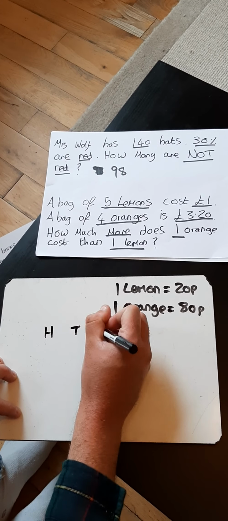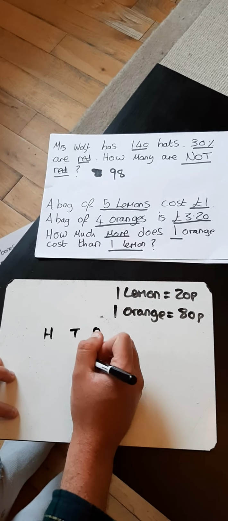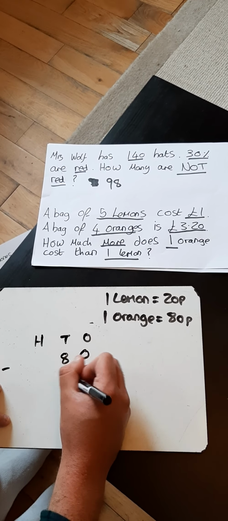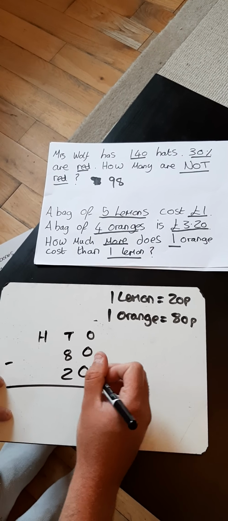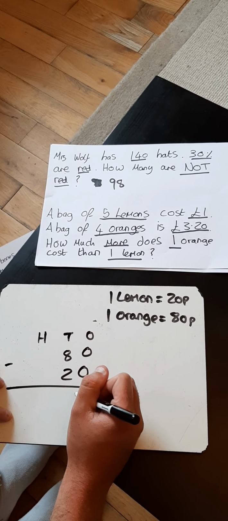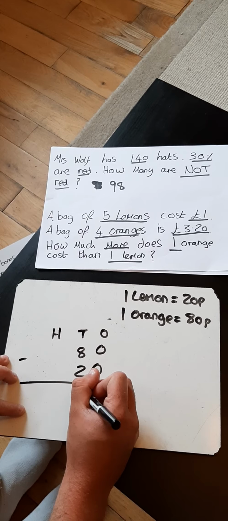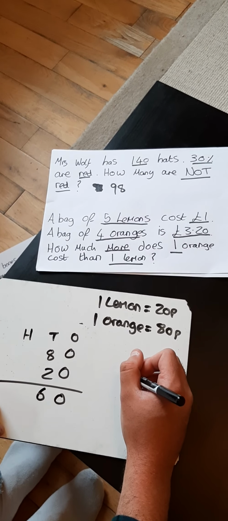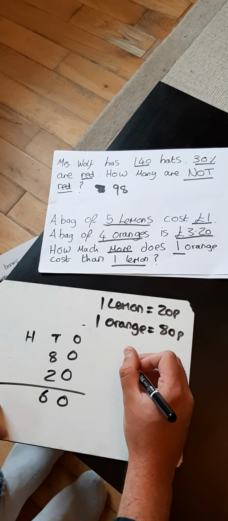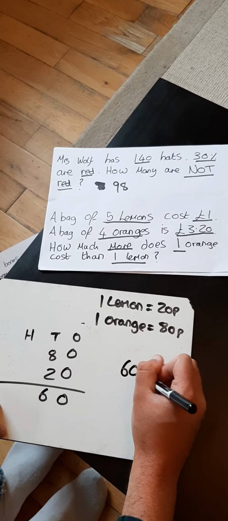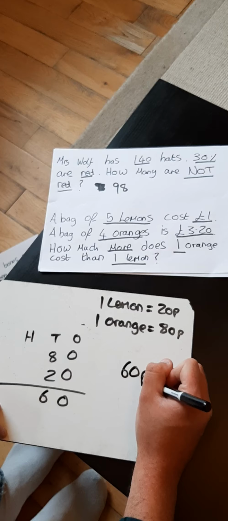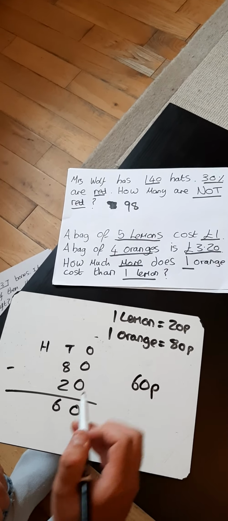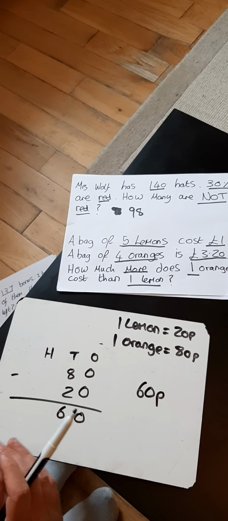So we get our 80, we subtract our 20, gives us 0. 8 subtract 2 is 6. We know we're talking pence, so we know that 1 orange is 60 pence more than 1 lemon. So 1 orange is 60 pence more than 1 lemon.